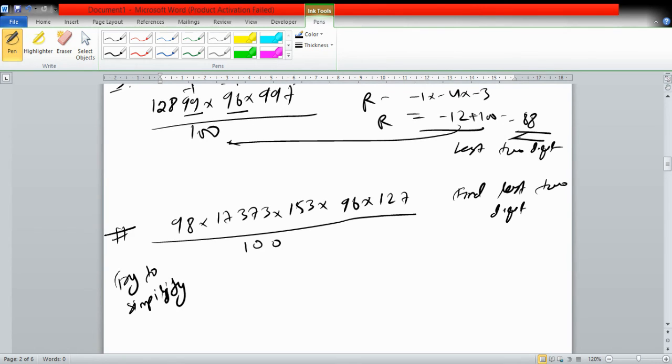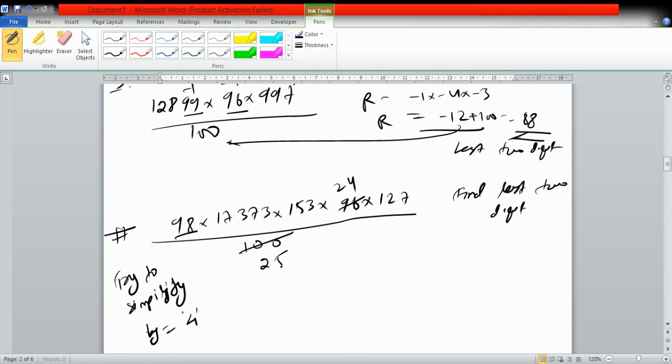Like we can simplify here, divide by 4. 4 into 25, it's 100. And 4 into 24, it's 96. Further, we can't divide because this 25 is divisible by 5 itself, and none of the numbers in the numerator is divisible by 5. So here we have simplified by 4. So in the last you need to multiply by the 4.